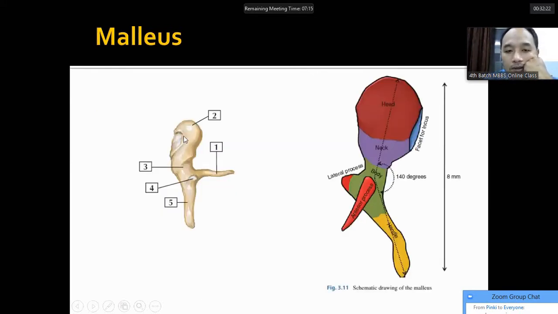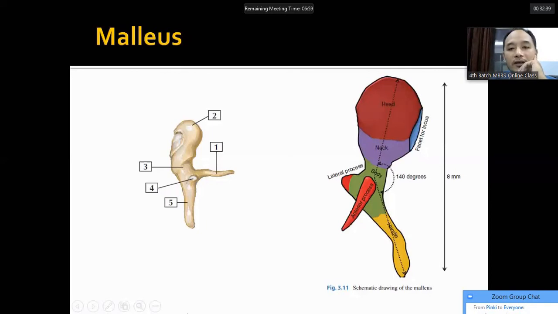Now this is the incus. This is the head, this is the neck, this is the handle, this is the anterior process, this is the lateral process. Size is around 8 millimeter.